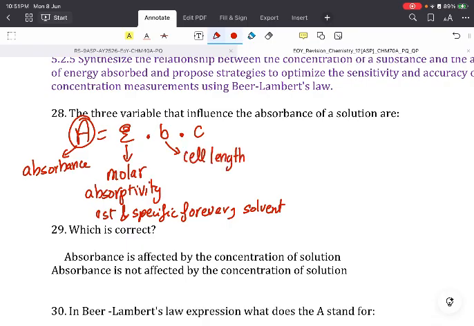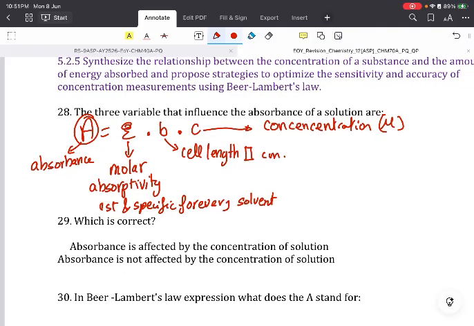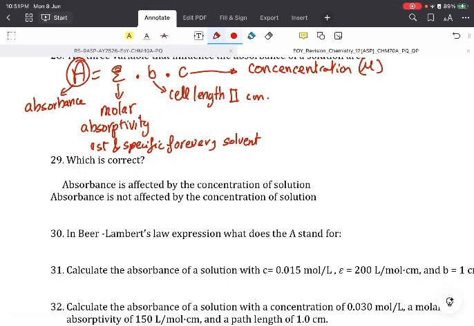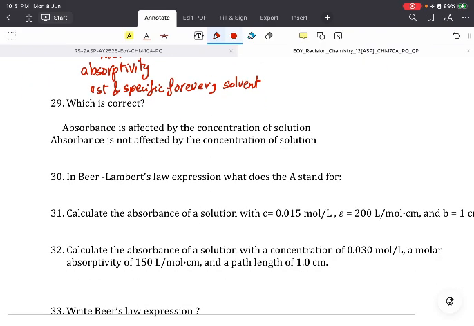Now B is usually the path length of light through the solution, the cell length. You know the cuvette that you use to put in the colorimeter, it has a path length. So this is the distance that the light travels. And this one is the concentration. Now concentration in molarity, path length usually in centimeter, which is correct.